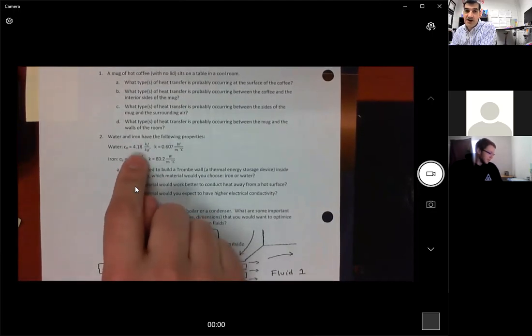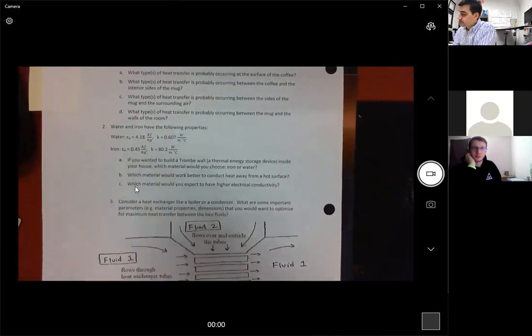So you'd be better off making a Trombe wall primarily out of water. I mean, you've got to have something to hold the water, but primarily if you had your Trombe wall made out of water, that'd be a good choice because water can hold a lot of energy. It has a very high specific heat capacity, as you can see, compared to iron.